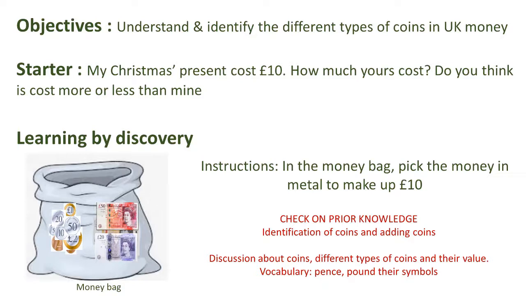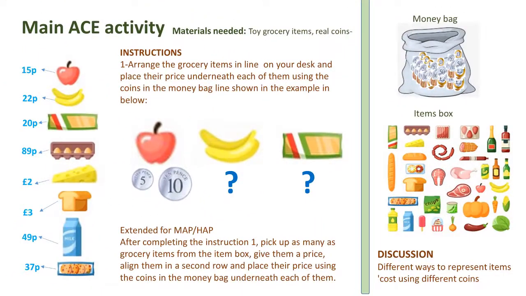Next, the child will do the main activity. The materials needed are money bag with coins and toys, grocery items. The child will be given a list of priced grocery items. All the items listed will have their equivalent in the grocery item toy box. He will be asked to pick up the items listed from the toy box, arrange them in a row, and represent their individual price underneath using the coins from the money bag. An example will be shown. Assistance will be given if required.